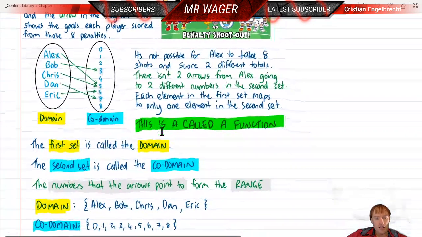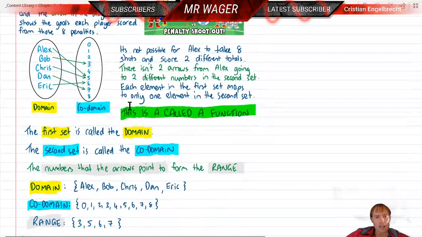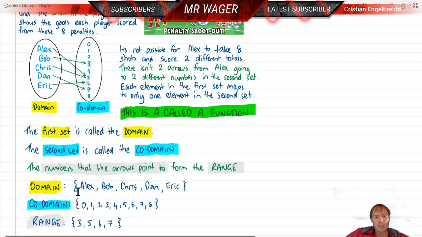So just summarizing what we're talking about there, in this particular example, the domain, and I'm using these curly brackets to indicate the set, okay? So the domain are all our players, so everything in the first set. So Alex, Bob, Chris, Dan, and Eric, that's the domain. The codomain is all the possible scores that they could have got. So 0, 1, 2, 3, 4, 5, 6, 7, or 8. And then the range finally is actually the output numbers, what the actual scores that people got, okay? So 3, 5, 6, and 7.